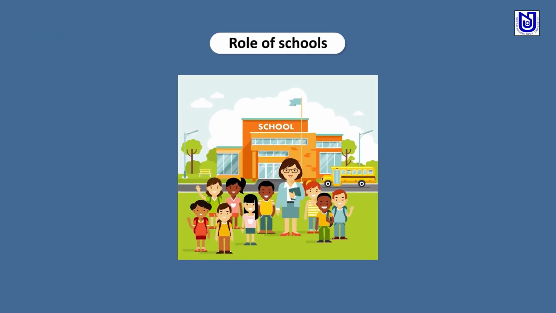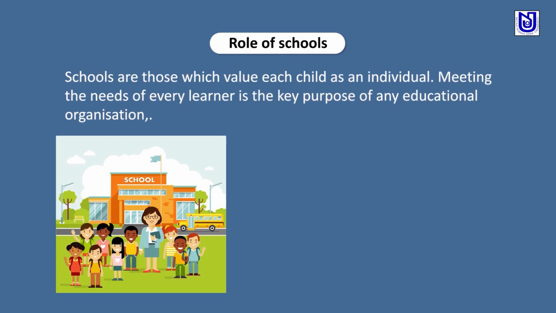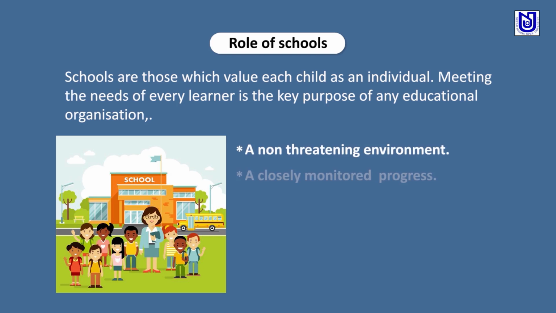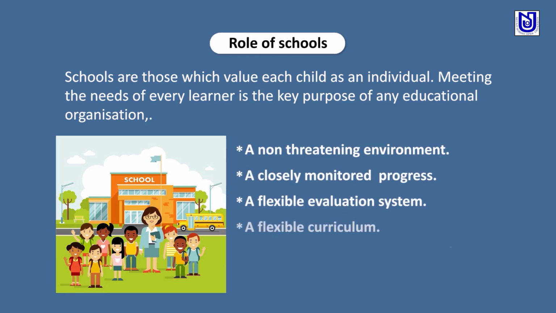Now, the role of the school. The role of the school is very important. Schools are those which value each child as an individual. Meeting the needs of every learner is the key purpose of any educational organization. So, the role of the schools can include providing a non-threatening environment and closely monitoring the progress of the child. There should be a flexible evaluation system, a flexible curriculum and constant communication with the parents of the child with special needs, or the parent of a child with dyslexia, as I was discussing dyslexia only.